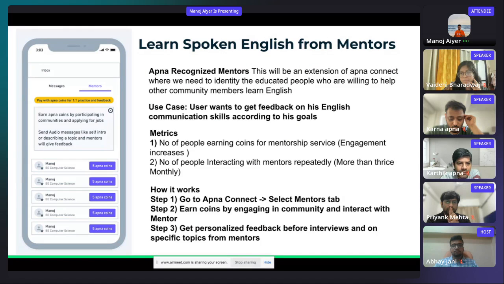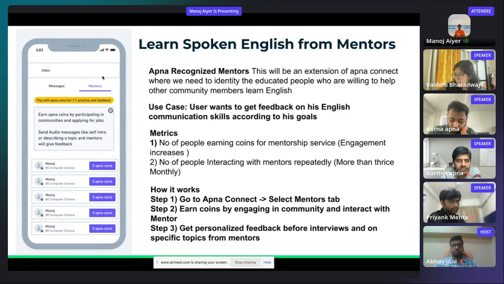Next is learn spoken English from mentors, using the 1:1 feature of Apna. So this will be an extension of the Apna Connect app, where we need to identify the educated people who are willing to help other community members to learn English. So basically, the use case: a user wants to get feedback on their English communication skill. As soon as they engage, they can use their Apna coins to talk to a mentor or connect 1:1.